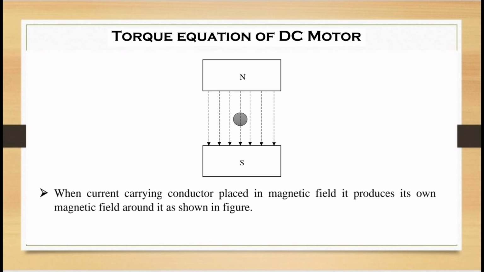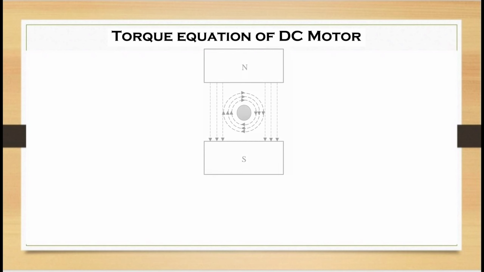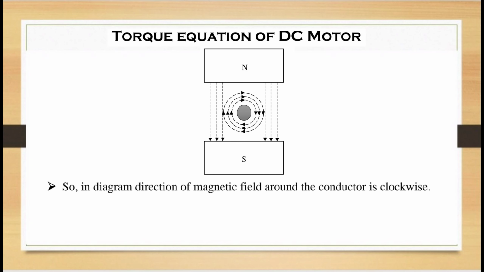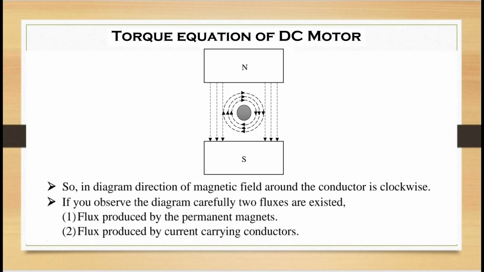When a current carrying conductor is placed in a magnetic field, it produces its own magnetic field around it as shown in figure. So in the diagram, the direction of magnetic field around the conductor is clockwise. If you observe the diagram carefully, two fluxes exist. One is flux produced by the permanent magnets, north and south poles. Second one is flux produced by the current carrying conductor.